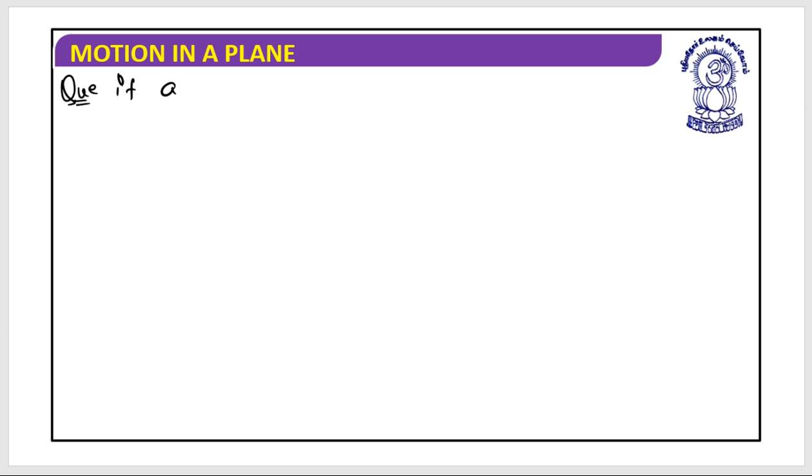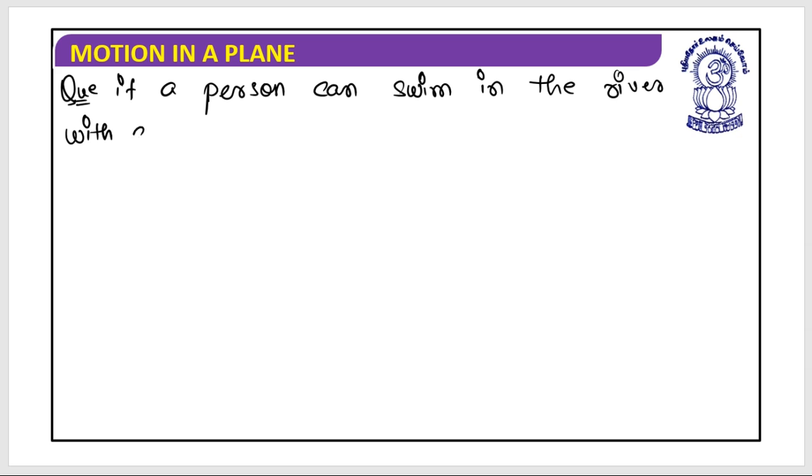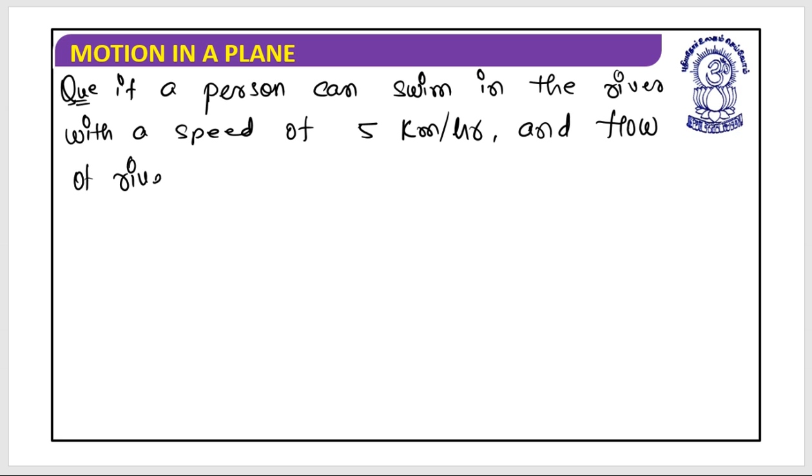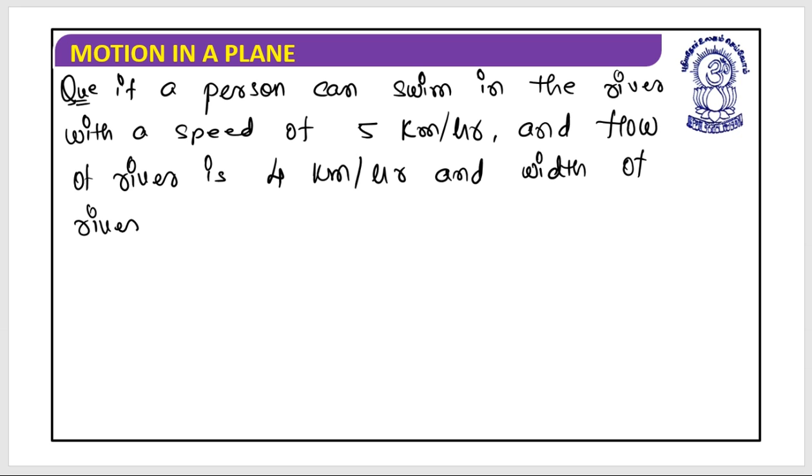If a person can swim in the river with a speed of 5 km per hour and flow of river is 4 km per hour and width of a river is, let's say, 5 km.